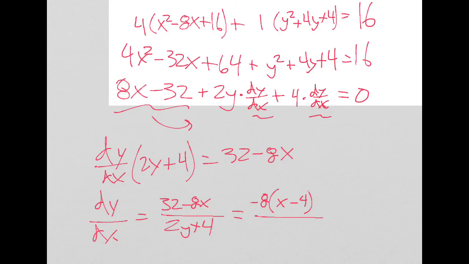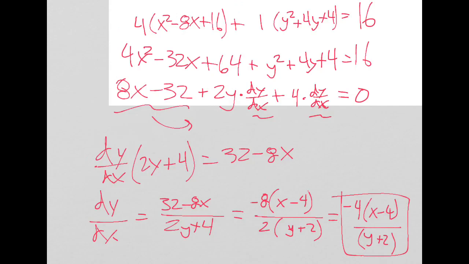Divided by the 2y plus 4, let's factor out that 2. What are you left with? y plus 2. And so we can simplify this. Negative 8 divided by 2 is negative 4 times my x minus 4, divided by my y plus 2. And I have it nice and factored and pretty. So there you have my derivative.